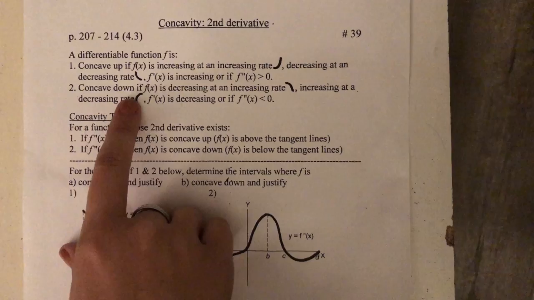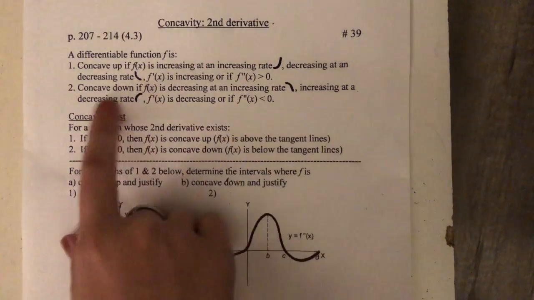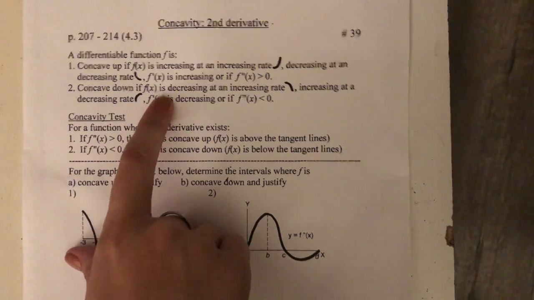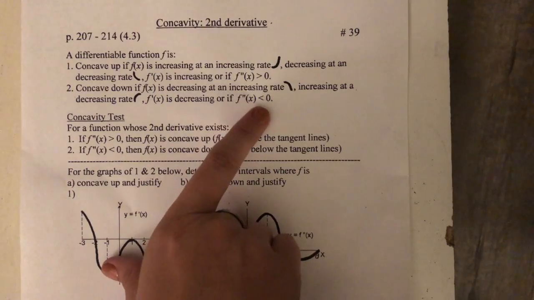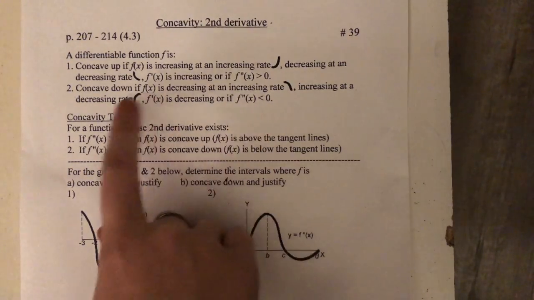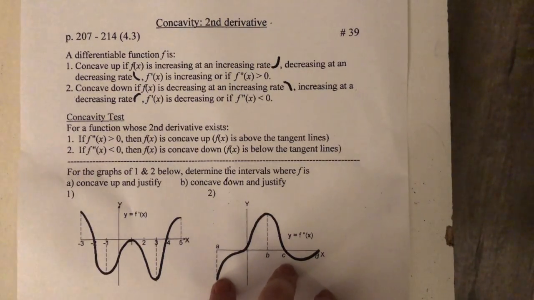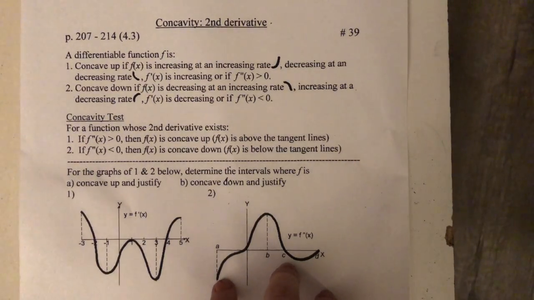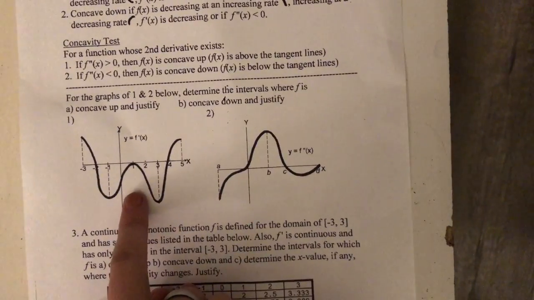The other one, concave down, if f of x is decreasing at an increasing rate, what we just went over, or increasing at a decreasing rate. If the derivative is decreasing, or if the second derivative is less than 0. Okay, those are all the ways to tell when something is concave up or concave down. So now we're going to try it with this problem here.